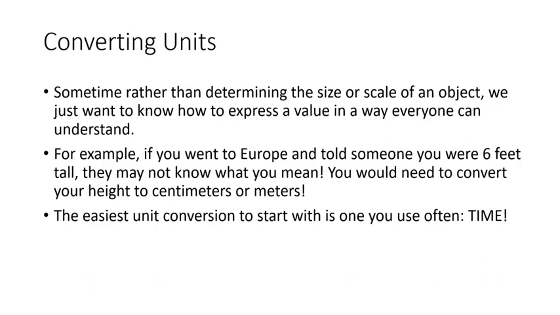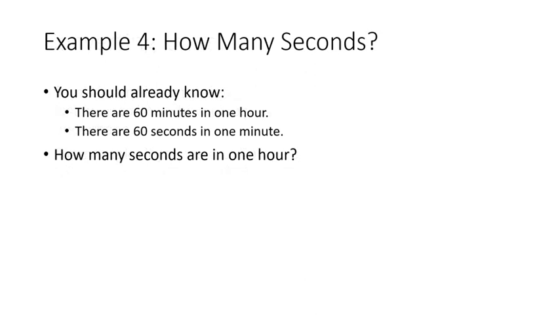So the method of doing unit conversions is the same for all types of conversions. So we're going to start with the easiest type of conversion, and one you're familiar with, which is time. And then we'll work our way into other types of conversions. So you should already know that there are 60 minutes in an hour and 60 seconds in 1 minute. So how many seconds are in 1 hour?